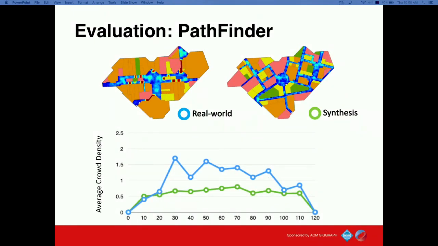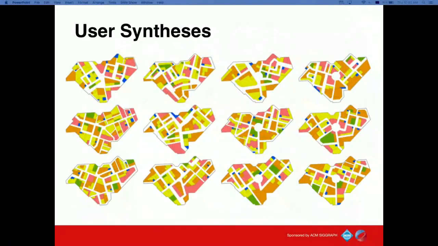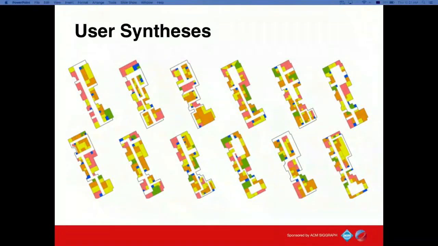We have also invited a group of senior undergraduate students in architectural design to use our approach. They gave us some positive comments. Here are some user syntheses. This is for Module 1. And this is for Module 2. User syntheses were also evaluated by AnyLogic and Pathfinder. They are good in terms of the average crowd density. So please refer to our supplementary document for more details.